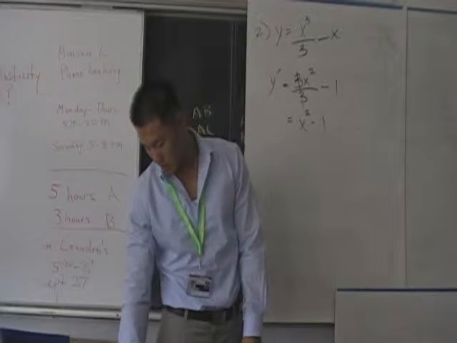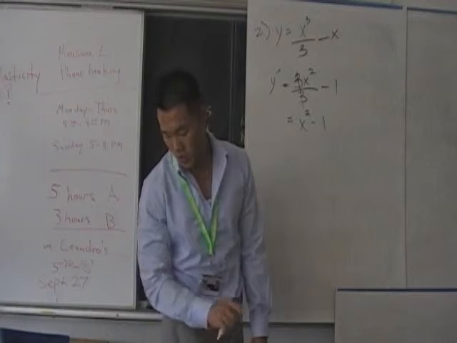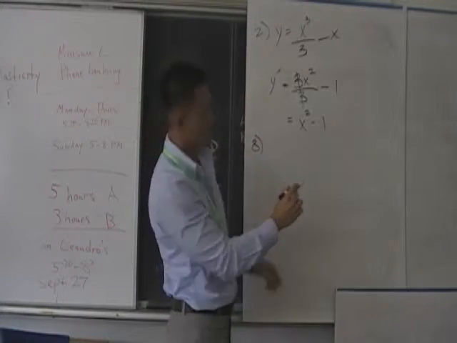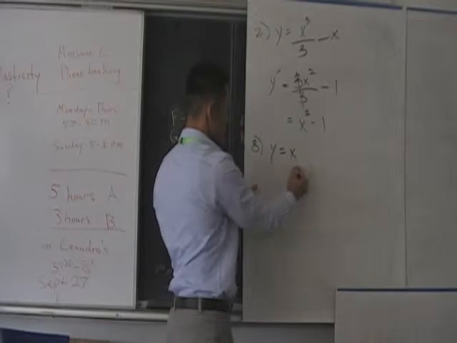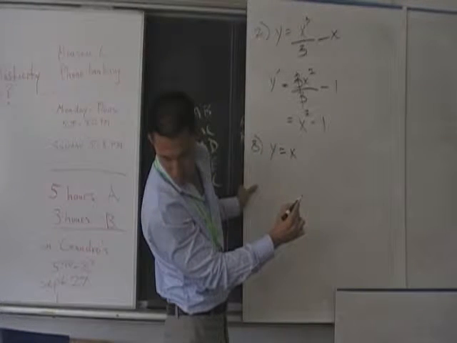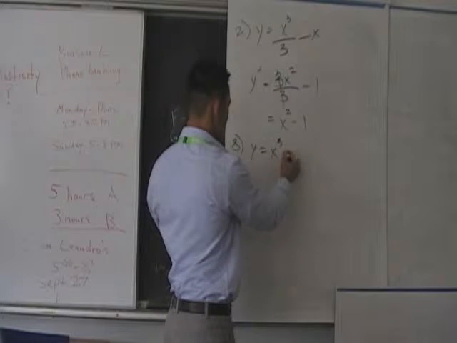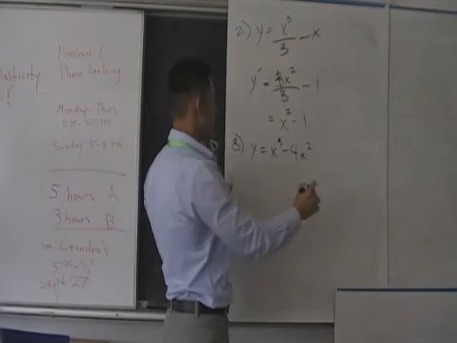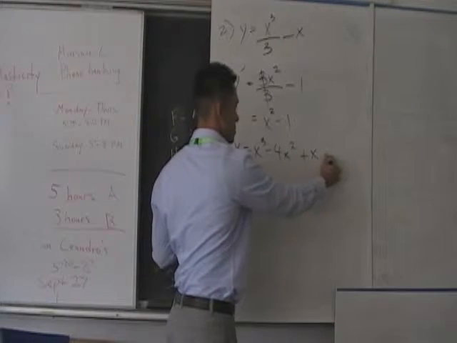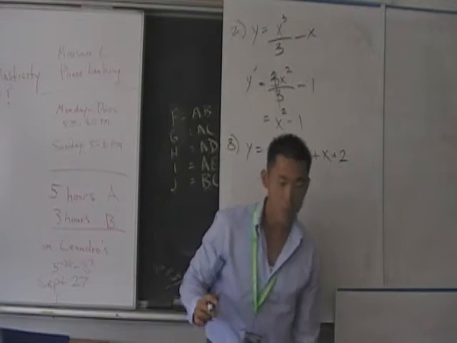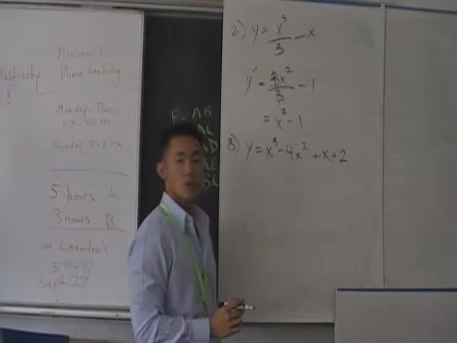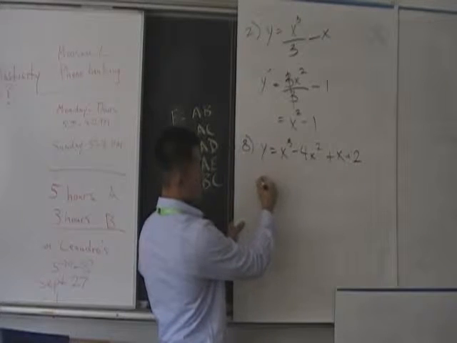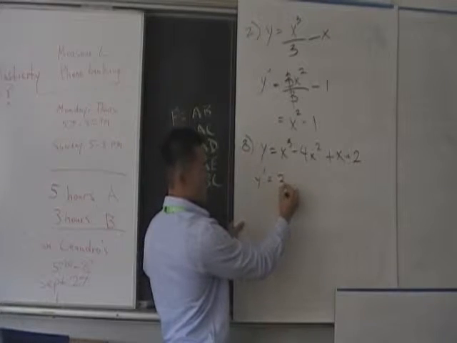Okay, number 8. Find the horizontal tangent. Plus x plus 2. Alright, so we've got to take the derivative. So y prime is equal to 3x squared.